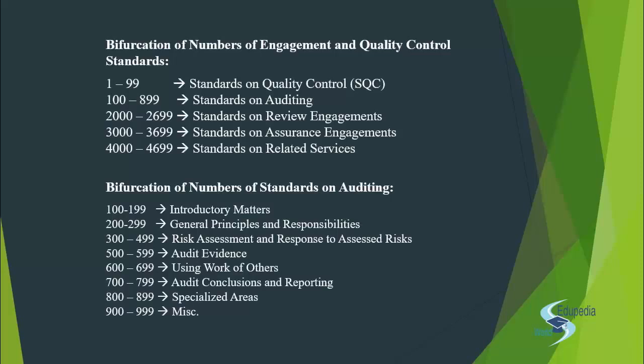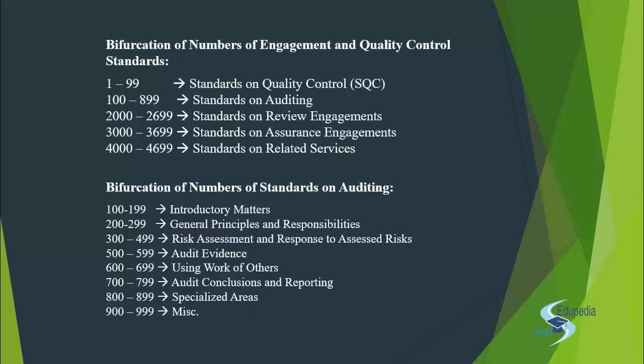Then you come down to the audit evidences, the 500 to 599 series, one of the most important series that you have. Direct questions come from these standards. If you want to learn the numbers, these are the ones whose numbers should be on your fingertips. But if I am talking about audit evidence specifically, it is SA 500. That is how you need to remember.